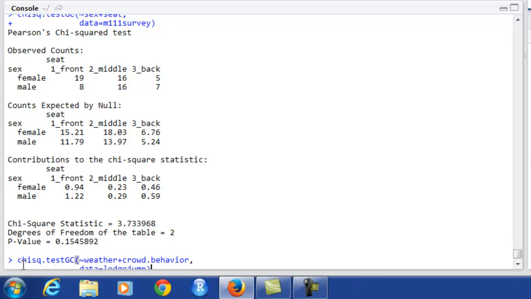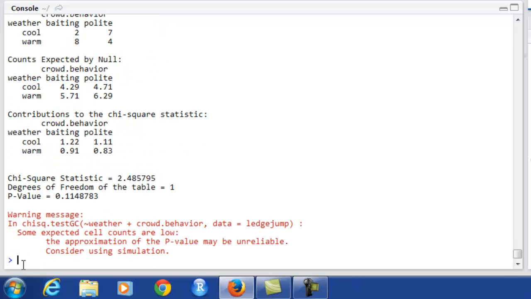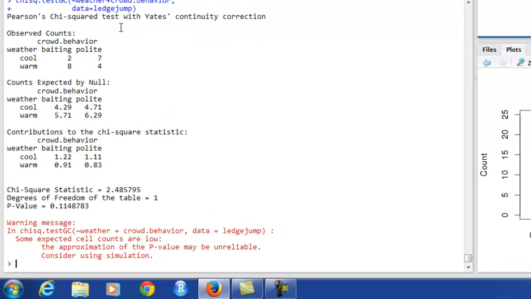We'll paste in the code, see what comes out. And I need to raise the window just a tiny bit more. Here we go. Again, Pearson's chi-square test, but it's with something called a continuity correction, which you get whenever you have a rather small table.